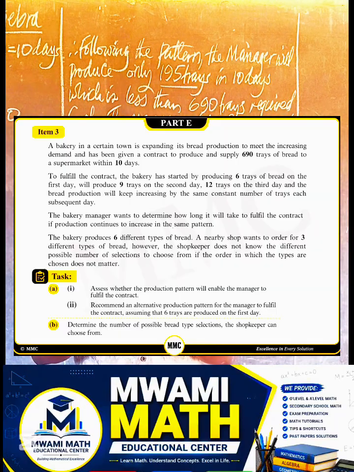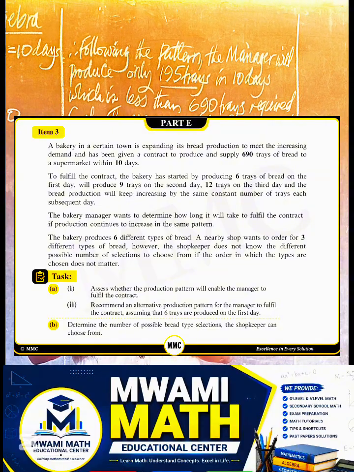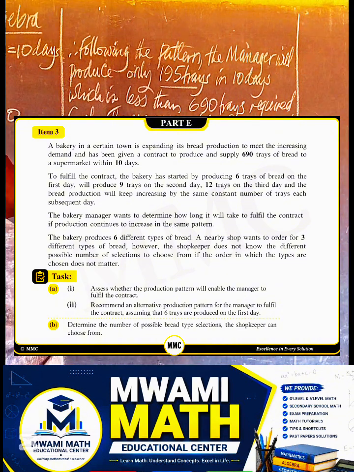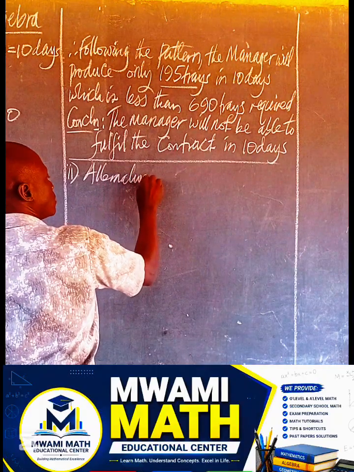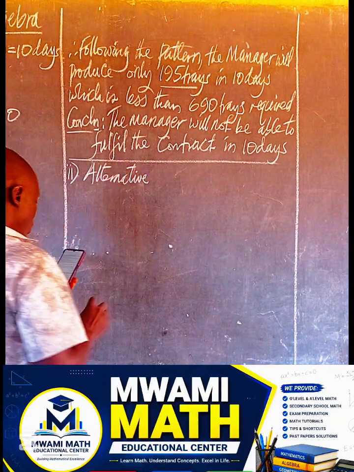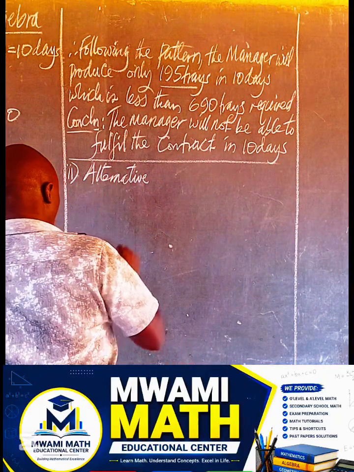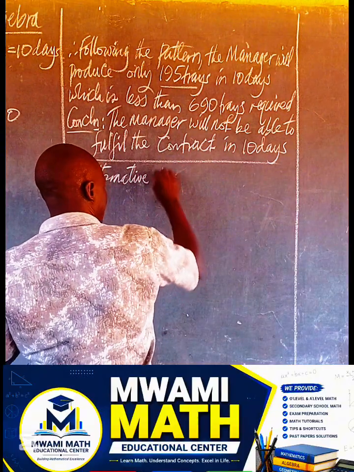Task: recommend an alternative production pattern for the manager to fulfill the contract, assuming that 6 trays are produced on the first day. Okay, so we want to get an alternative production pattern.